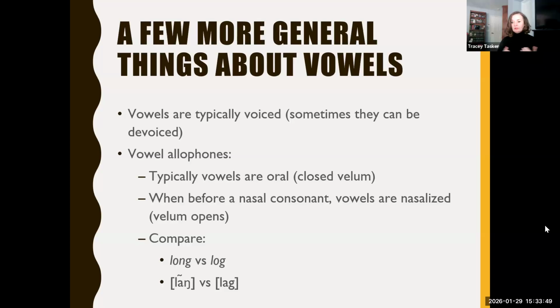two, it's an open syllable, I'm just worrying about that vowel. But if I say ton, the N sound is at the end, and that is going to change the quality of the vowel that precedes it. So here's an example, long versus log. You could kind of feel that nasal quality to the vowel in long.